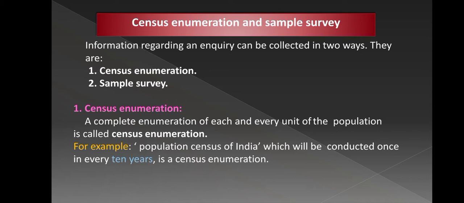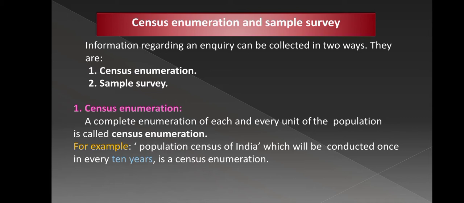Now let us see the definition of census enumeration. What do you mean by census enumeration? A complete enumeration of each and every unit of the population is called census enumeration. So here we are collecting the data of each and every item of the universe, each and every item of the population. A complete enumeration is done, and complete data is collected of each and every item.